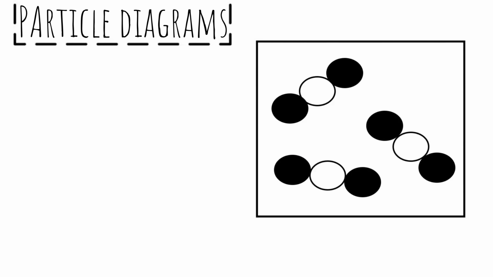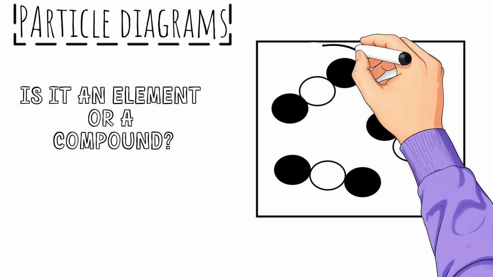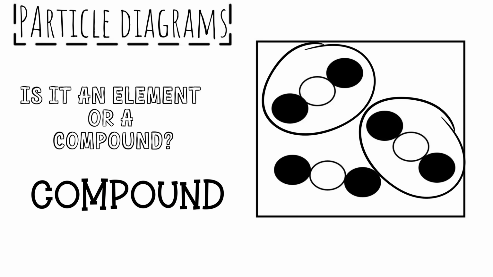So, what if the particles aren't all the same? Let's take a look at this example. Is it an element or a compound? This time, each particle contains 3 atoms, but they're not all the same. We can tell because they have different colors. One is white and one is black. When we see different types of atoms chemically joined together like this, it's called a compound, not an element.